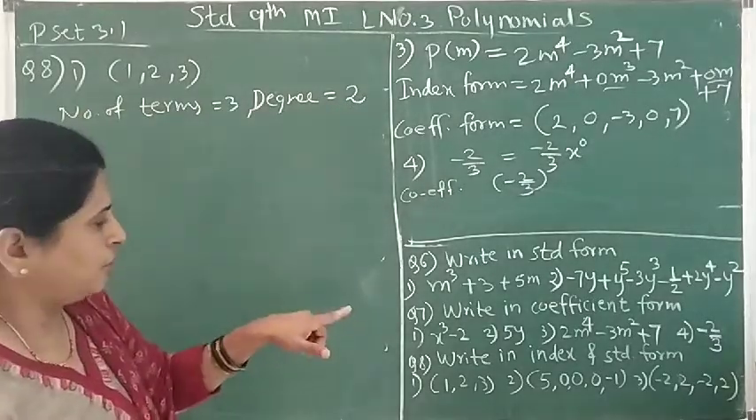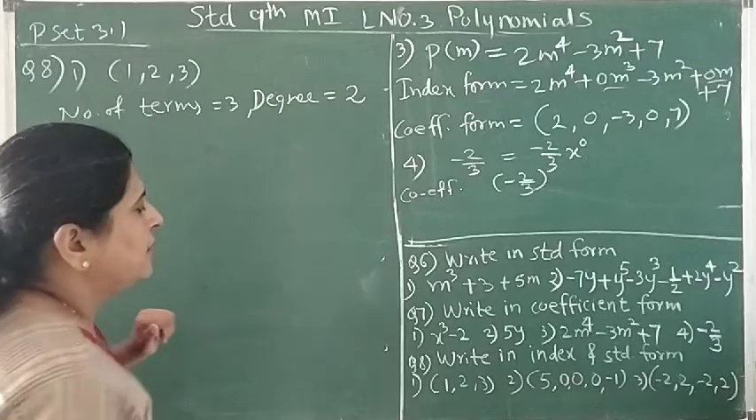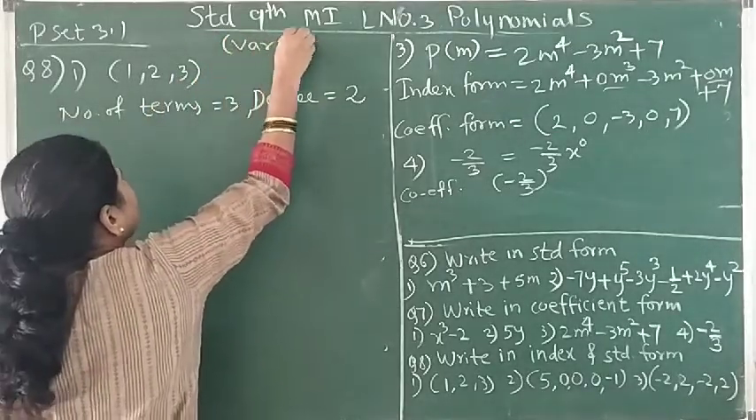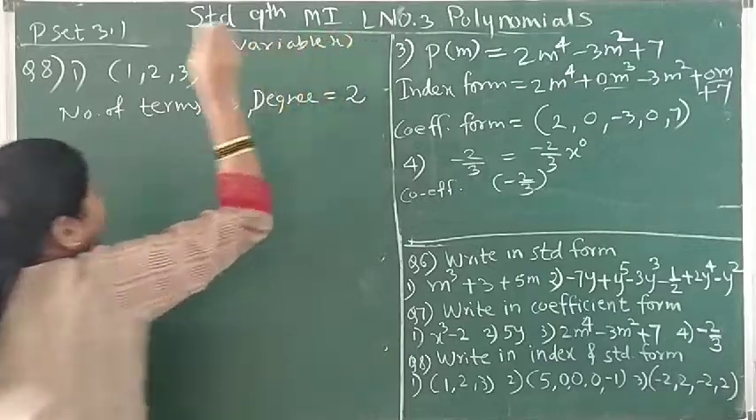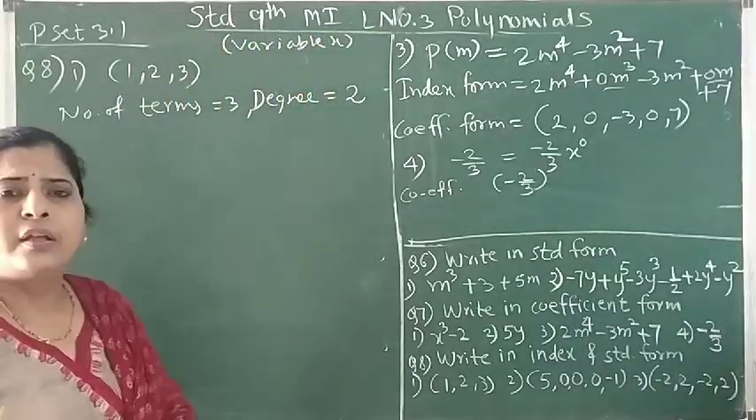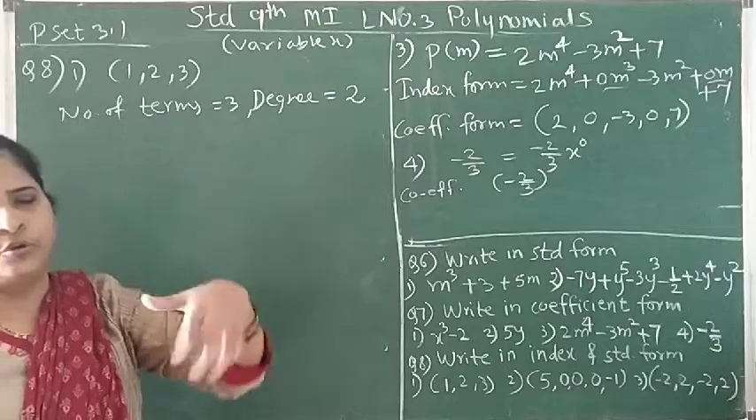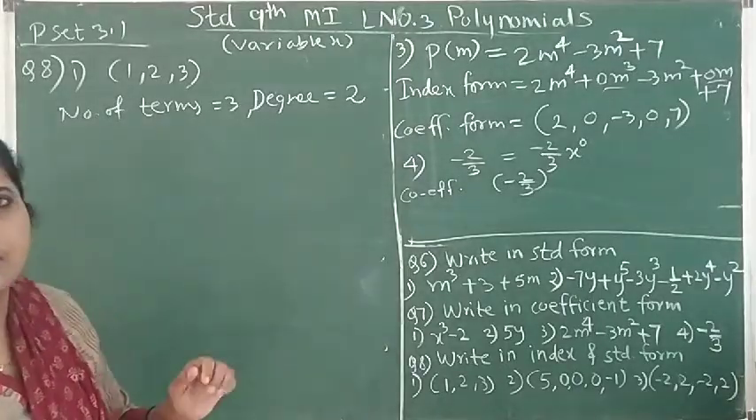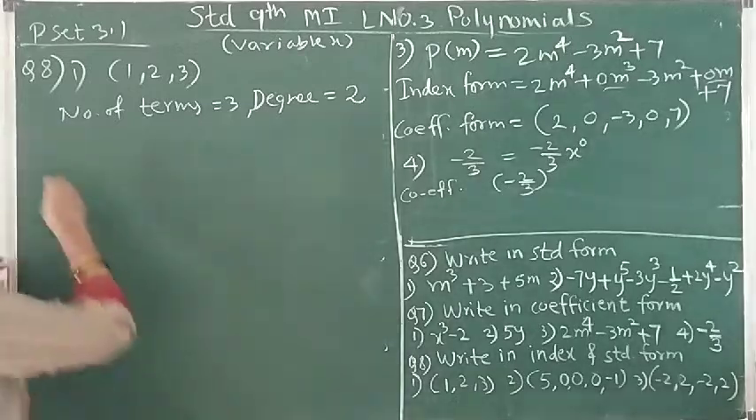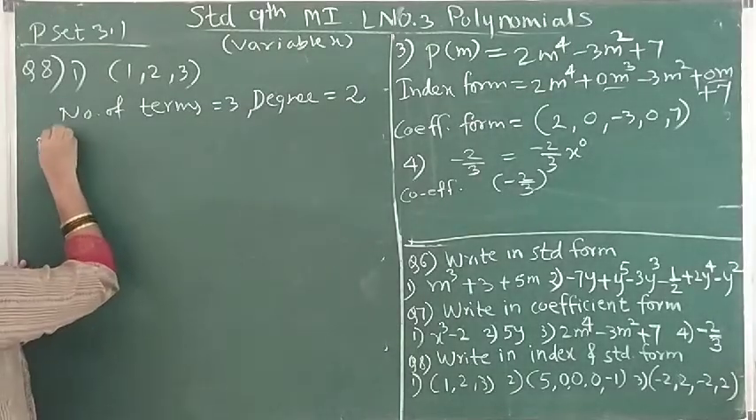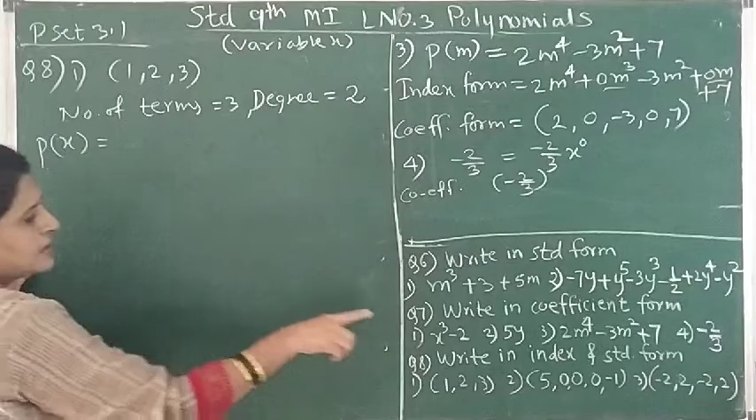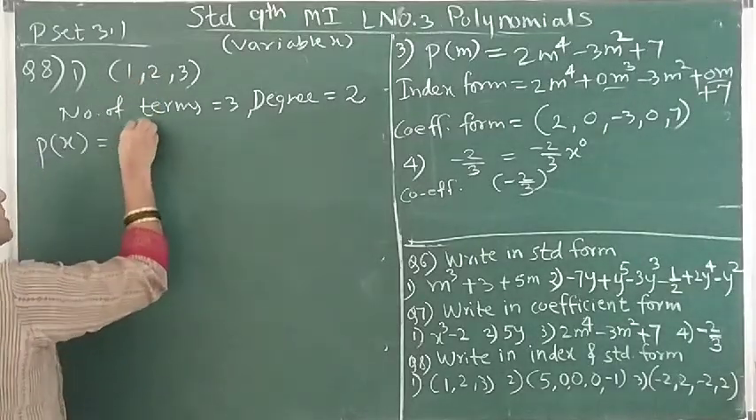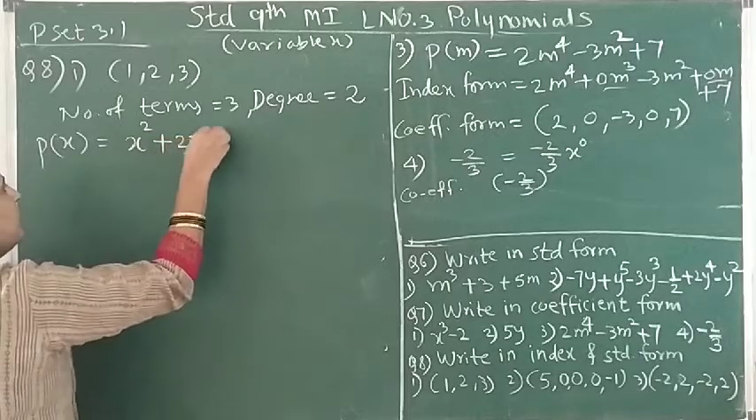Now here you can take any variable if it is not given. Say variable x, suppose we are going to use variable x. Generally, if the question says to use a certain variable, then you have to use the same variable. If nothing is given, then you can say which variable you are using and use that. So, polynomial in x. First we will write it in its index form. Index form is x squared plus 2x plus 3.